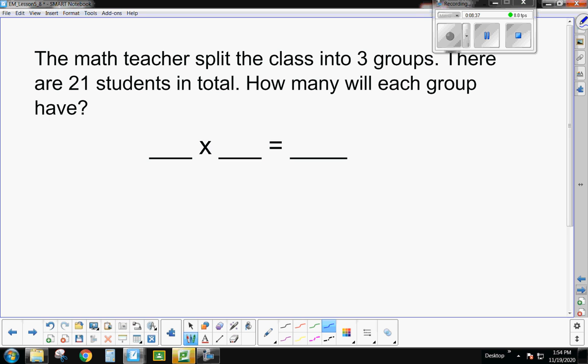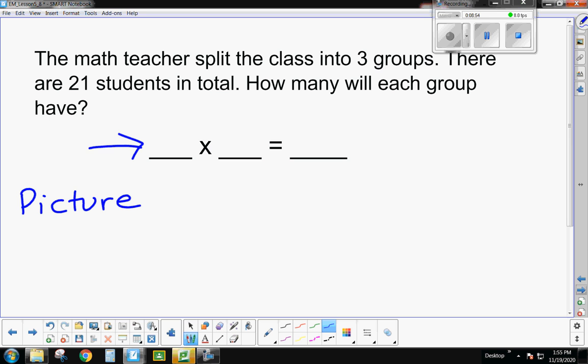The math teacher split the class into 3 groups. There are 21 students in total. How many will be in each group? Boys and girls, I want to see a picture. Okay, and I want to see a missing factor number model, and I want to see your solution. Go ahead and pause the video.